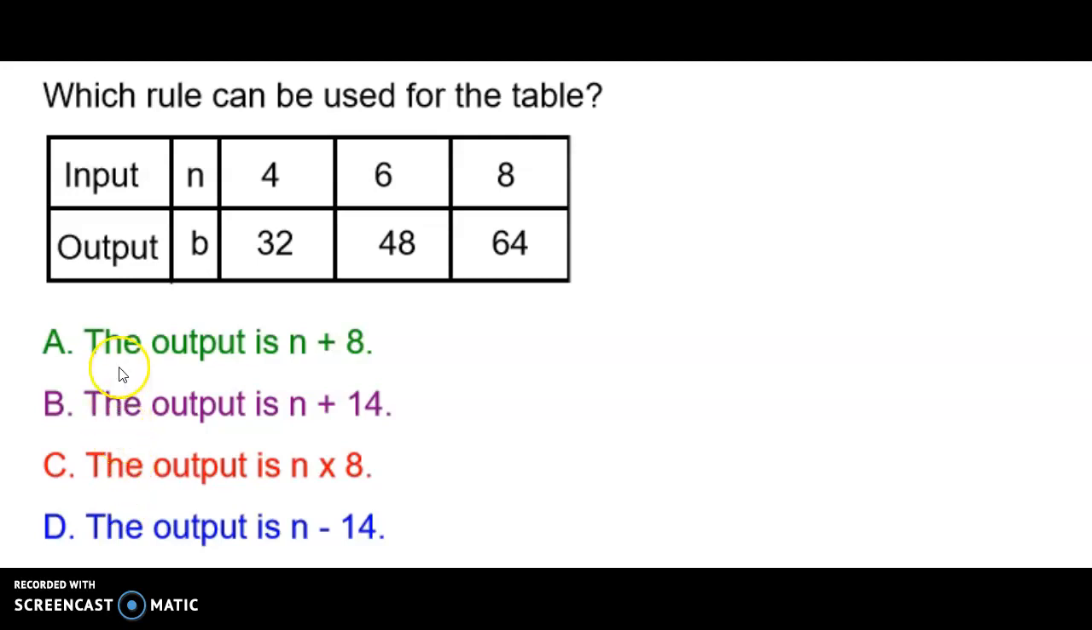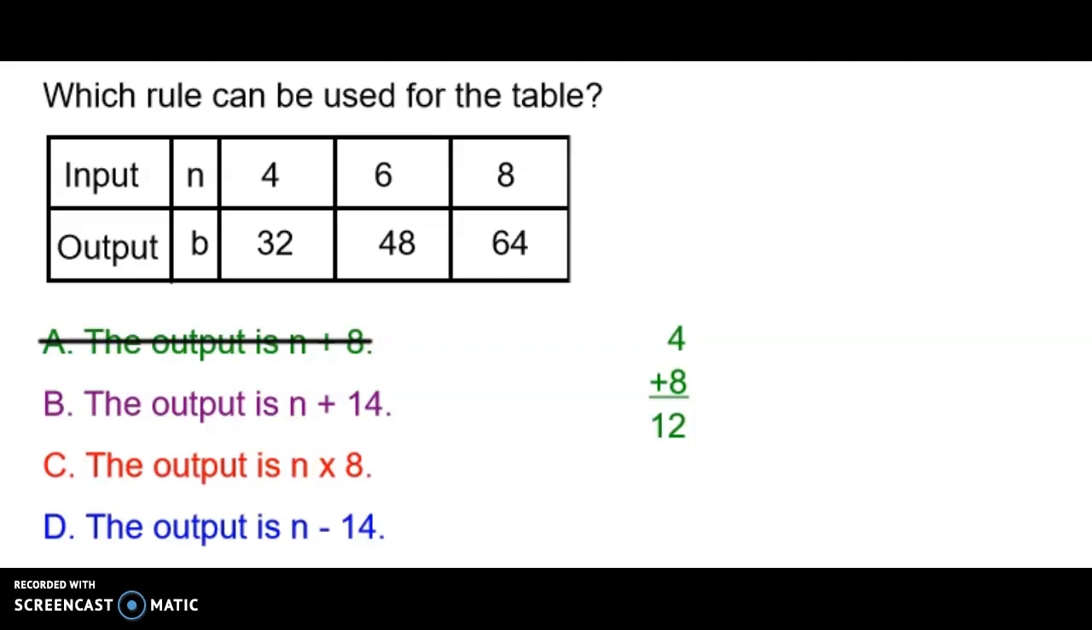So if we looked at A, it says the output is n plus 8. So if I took the 4, because you see the variable here is n, that means I'm going to take this n and add 8 to it. So 4 plus 8 is 12. Well, is my output a 12? No, it's not. So that means A cannot be my answer. Okay, so we're going to cross that one off.